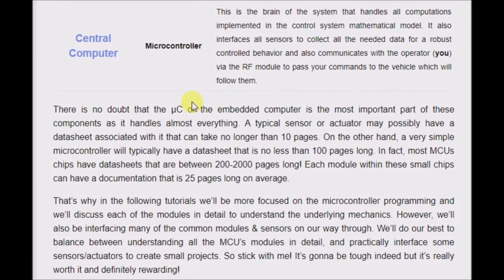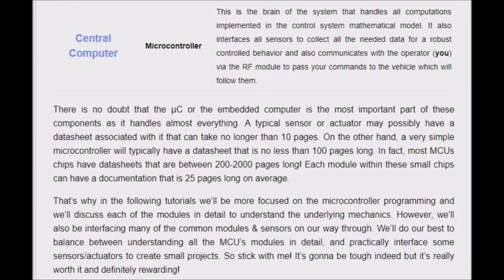A typical sensor or actuator may have a datasheet associated with it that takes no longer than 10 pages. On the other hand, a very simple microcontroller will typically have a datasheet that is no less than 100 pages long. In fact, most MCU chips have datasheets that are between 200 and 2,000 pages long. Each module within these small chips can have documentation that is 25 pages long on average. That's why in the following tutorials we'll be more focused on microcontroller programming, and we'll discuss each of the modules in detail to understand the underlying mechanics.